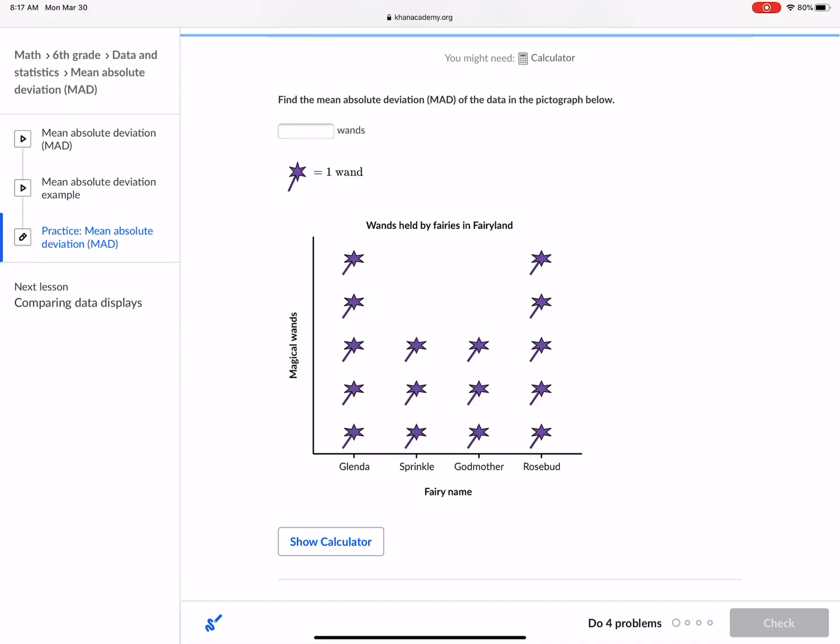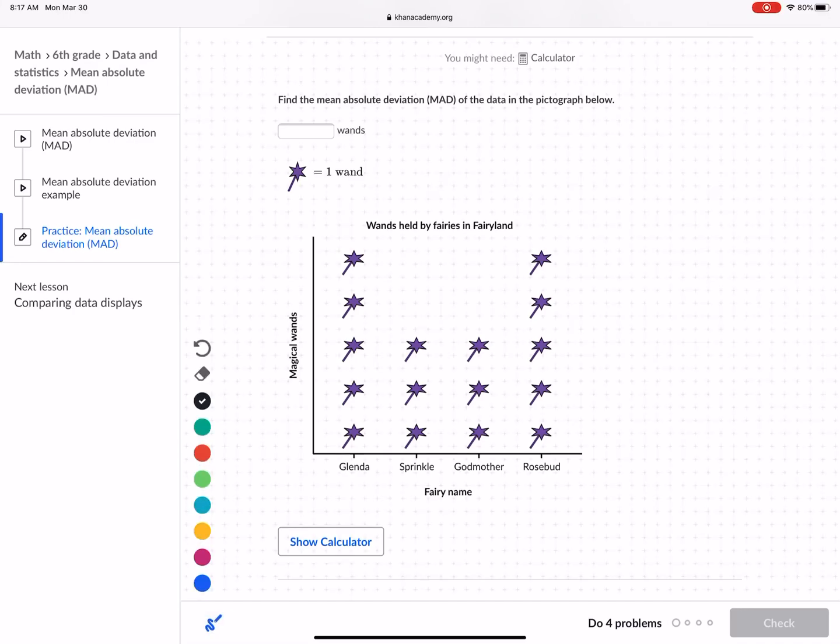Okay, it's time for our favorite lesson. Today we're going to learn to calculate the mean absolute deviation, or what we call the MAD. It's an appropriate acronym because most of my students find it is maddening doing this, but it is fun. I like it. So, what you want to do when you're calculating the MAD is first you want to find the mean of the data that you're looking at.